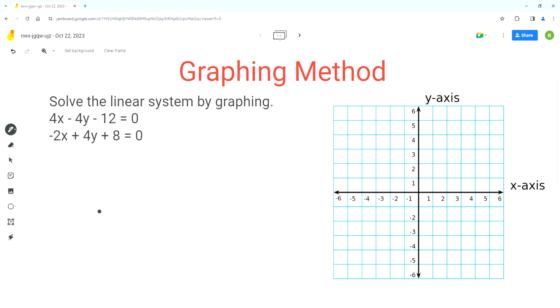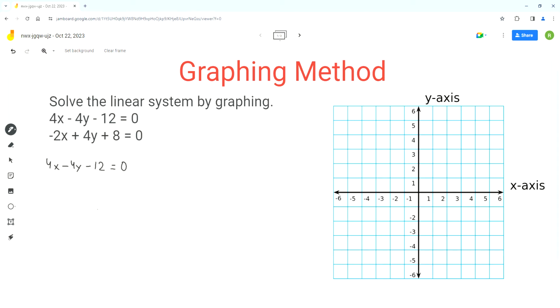In this video, we'll solve this linear system by graphing. So in order to do that, we have to graph these two linear equations. So let's start with the first equation. The first given equation is 4x minus 4y minus 12 equals 0.